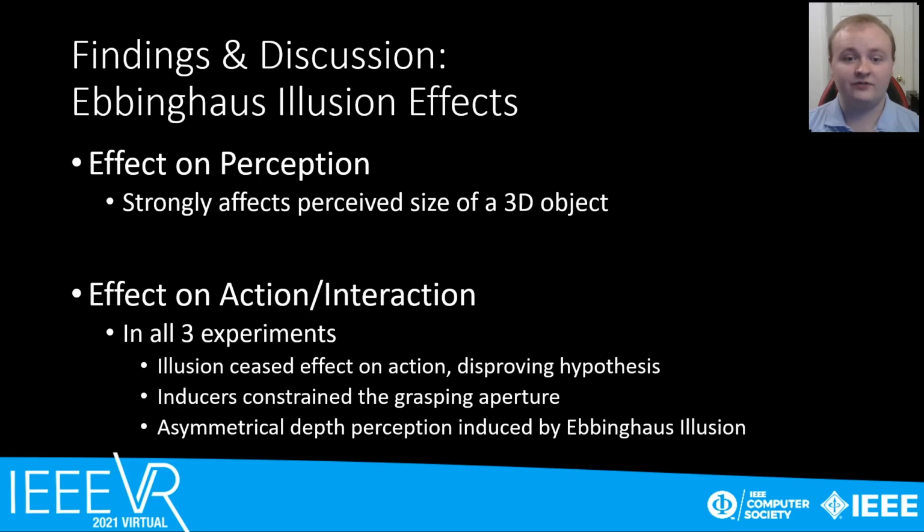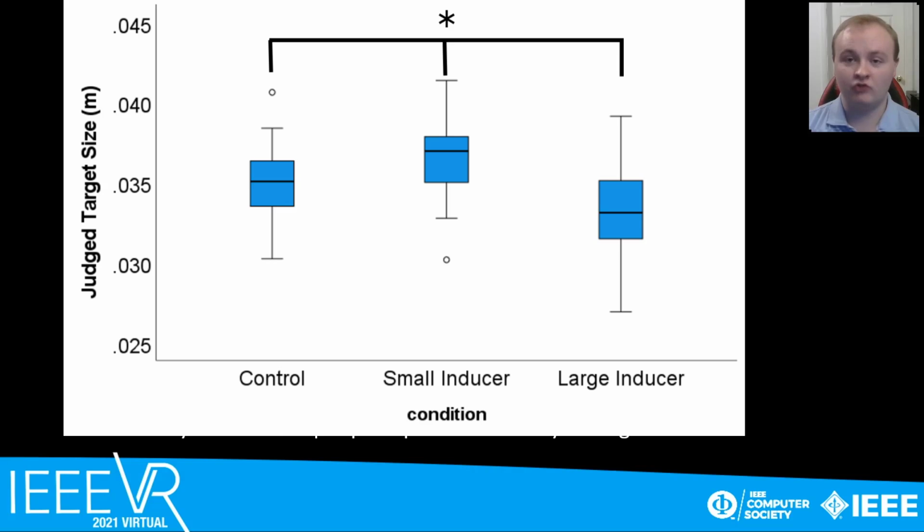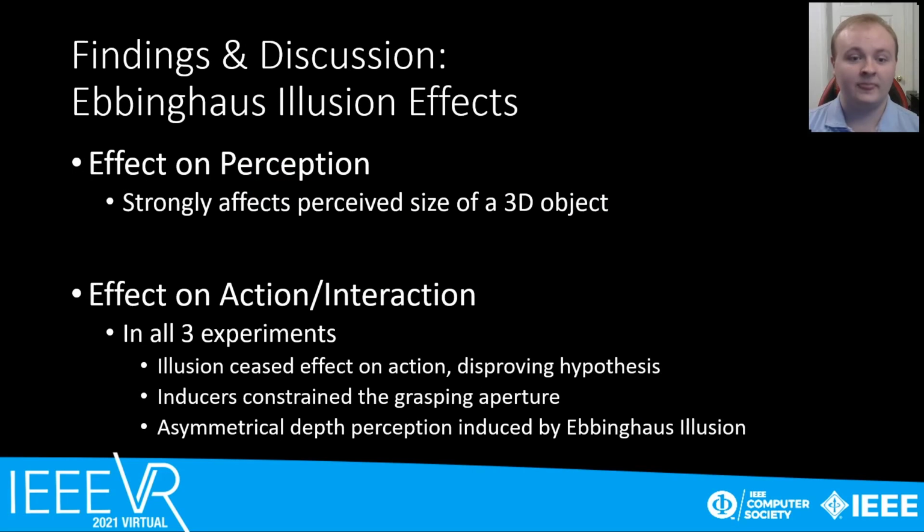The Ebbinghaus illusion's effect on perception is that it does strongly affect perceived size of a contextual 3D object in an immersive virtual environment. This suggests that human perception is contextual and susceptible to change of the environment.